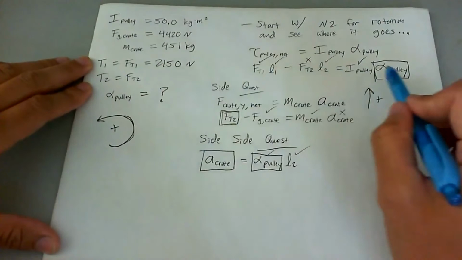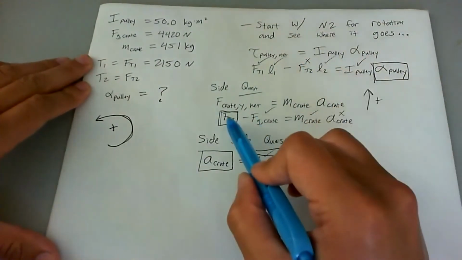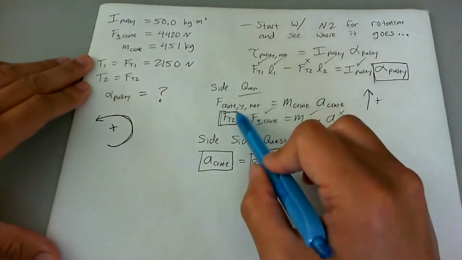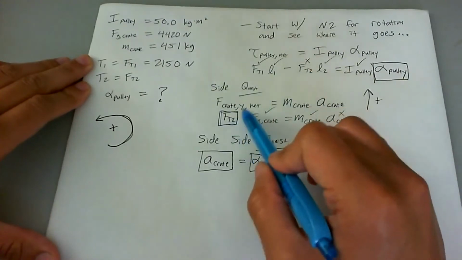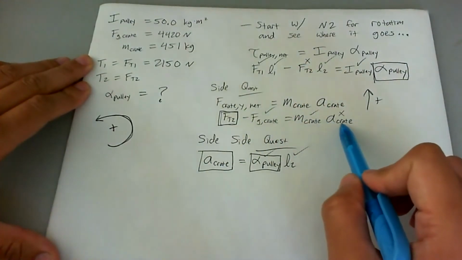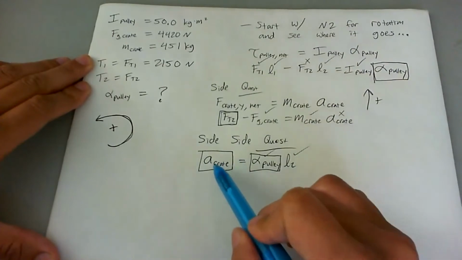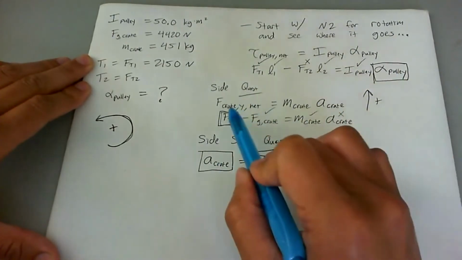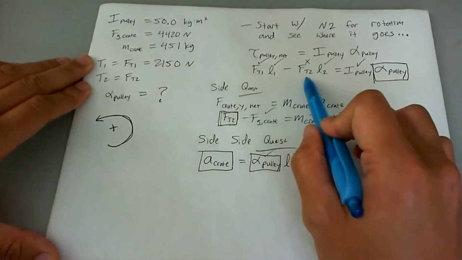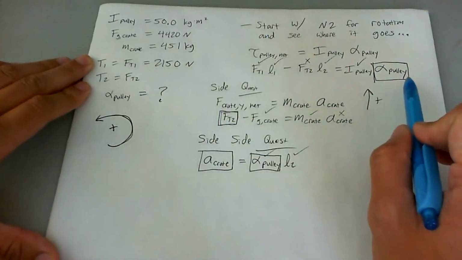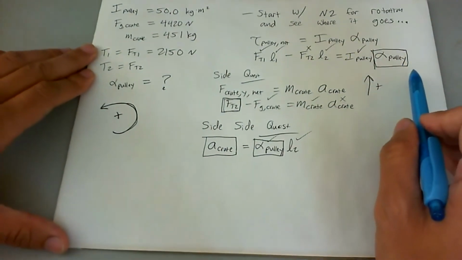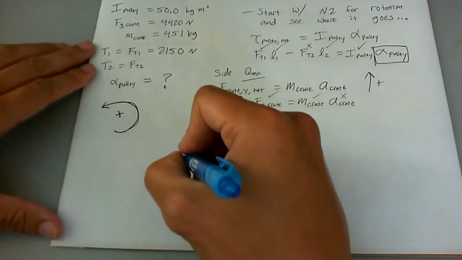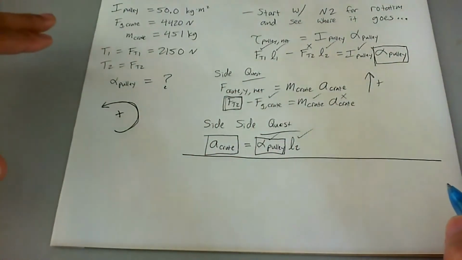So here's the original equation. Here was our side quest that we now need to plug into F sub T2. And here's what we should plug in to A. So we're going to plug this into this. We're going to then plug this thing into that. And we're going to solve out for alpha pulley. That's a long journey. So let's go ahead and do that with the limited space we have here.